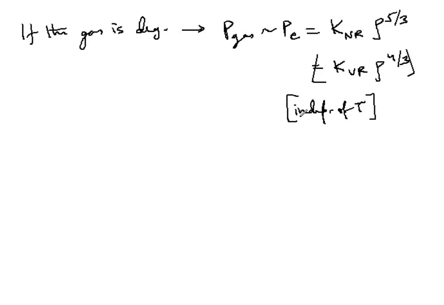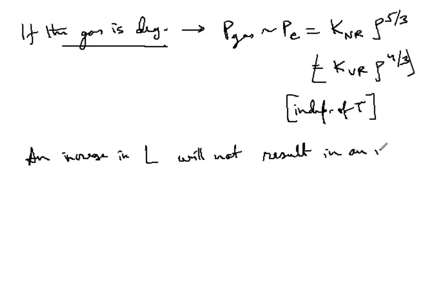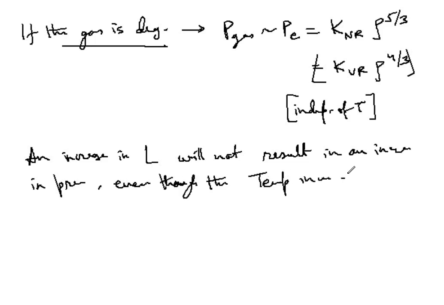This is the moral. So what happens as that? Now you see an increase. So in this case, when the gas is degenerate, an increase in luminosity due to nuclear processes will not result in an increase in pressure, even though the temperature increases. So what you see is that luminosity's increase does not increase the pressure.